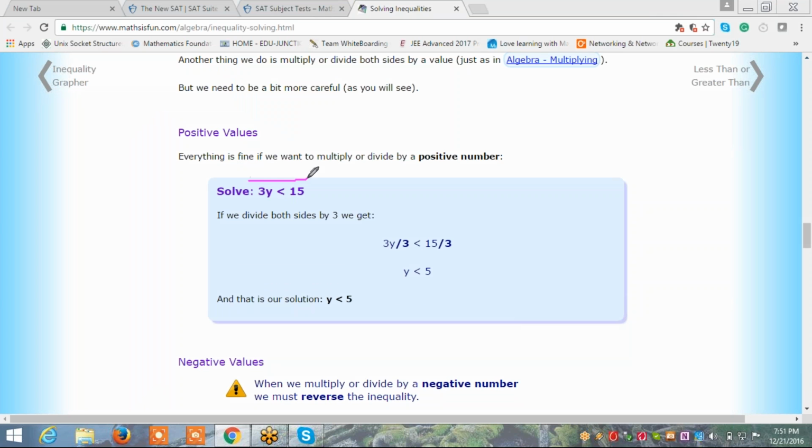Just see here. 3y is less than 15. In order to get only y on the LHS, what operation do I need to do? On the LHS, the only requirement for solving the given equation is the y solution. I don't have to present with 3.